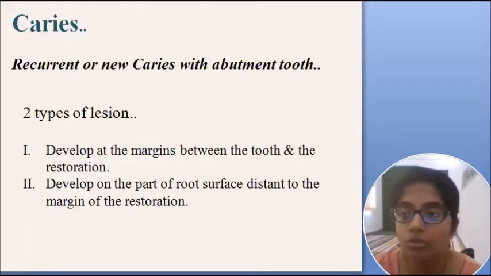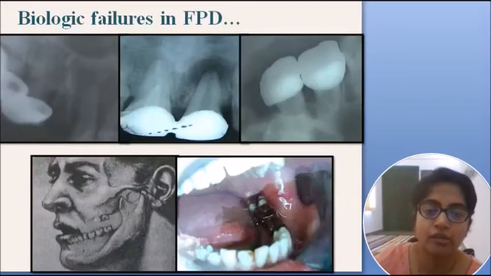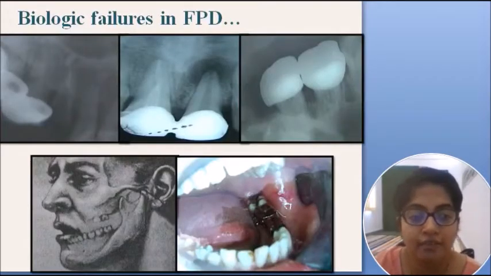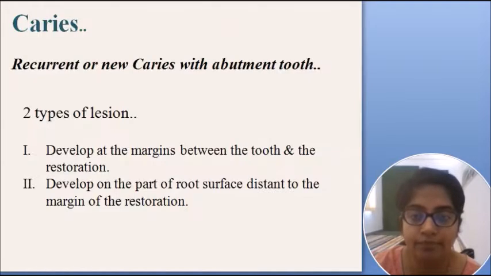Now let us come to biological failures. What are the biological failures, why do they occur and how to manage them? Biological failures can occur due to various reasons. The first and foremost is caries. Recurrent or new caries with the abutment tooth is the leading cause of failure of fixed prosthodontics. There are two types of lesions which can develop.